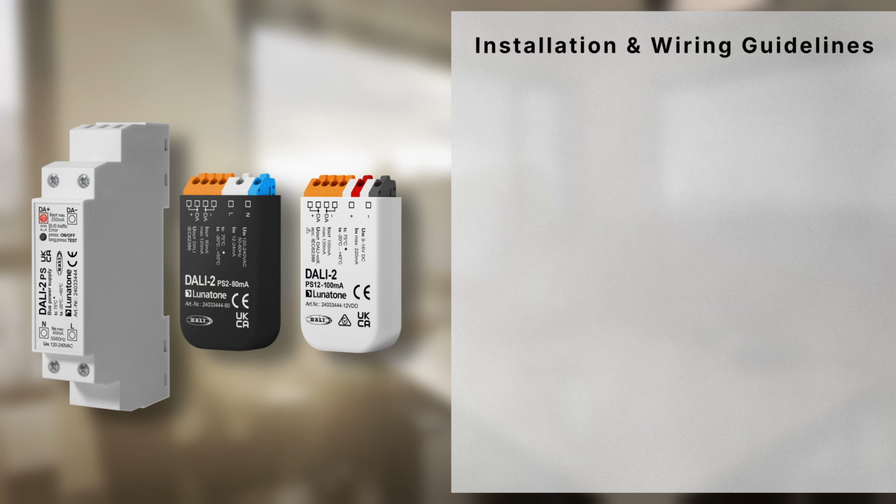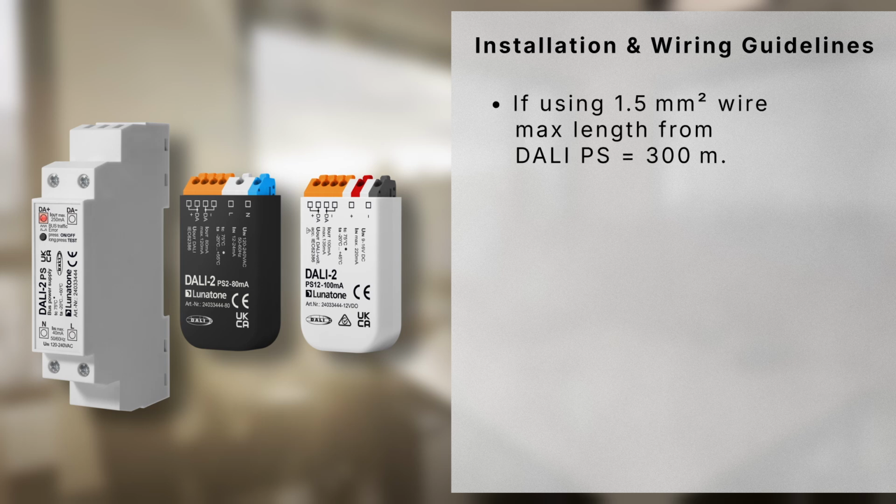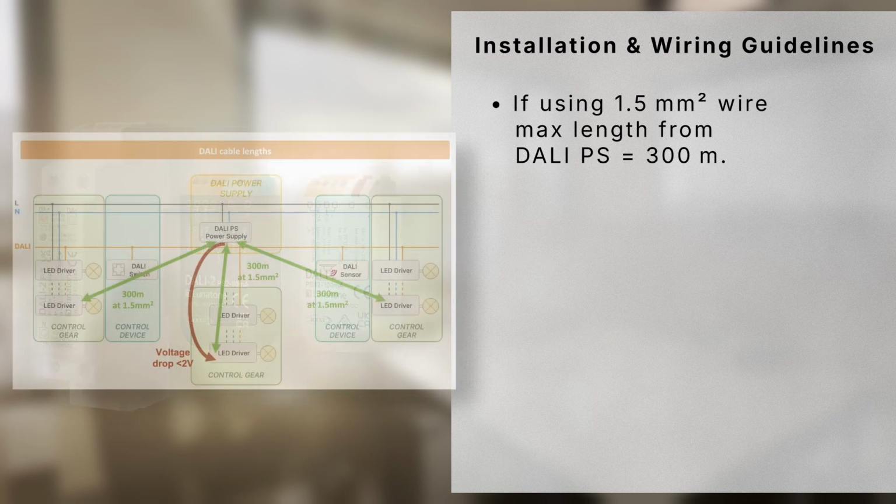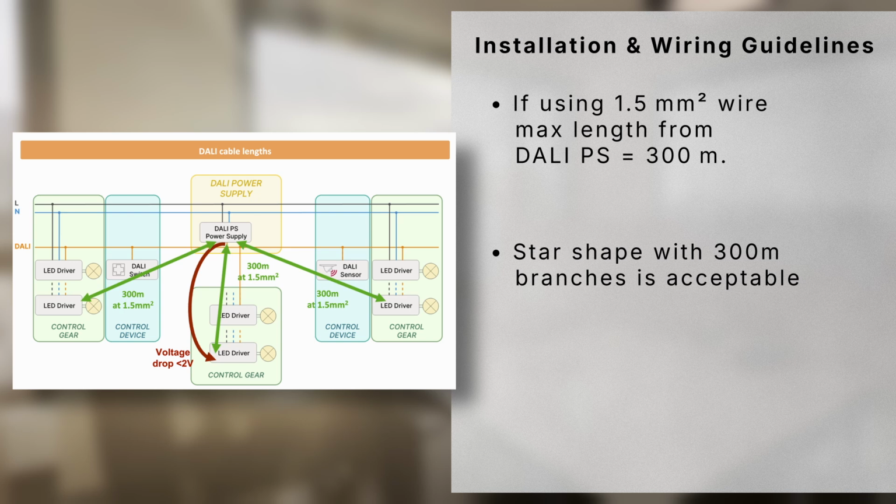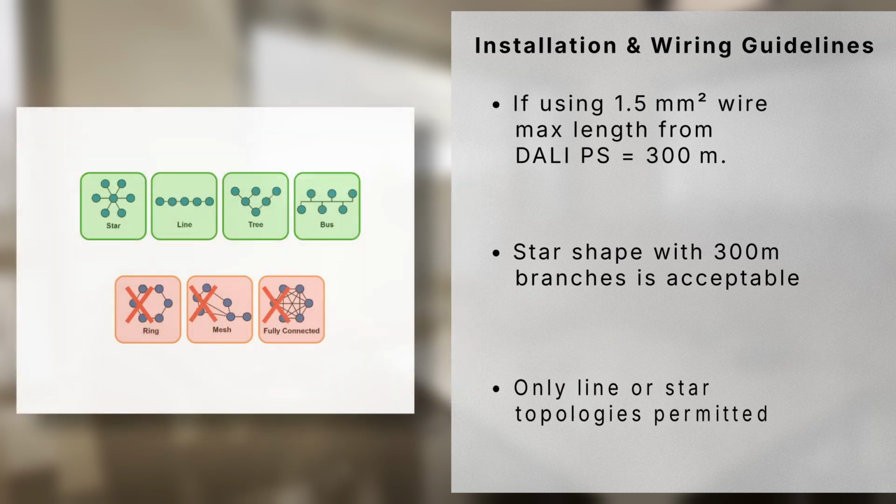Additional installation information. When dimensioning the DALI power supply and the system layout, also consider the diameter of the DALI wiring. With a 1.5 mm square wire for the DALI line, the maximum wire length must not exceed 300 meters, as measured from the DALI PS. A star-shaped topology with several 300-meter branches is acceptable. This limitation ensures that the voltage drop remains under 2 volts across the maximum wire length. DALI bus installations must use line or star topologies. Ring topologies are not permitted.